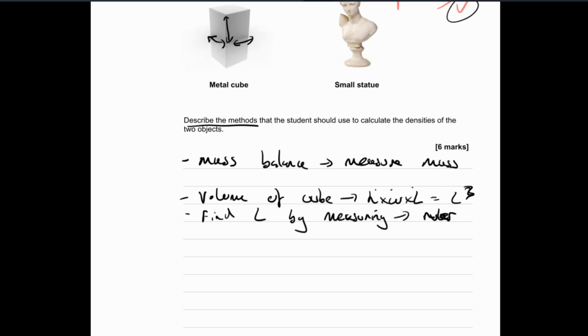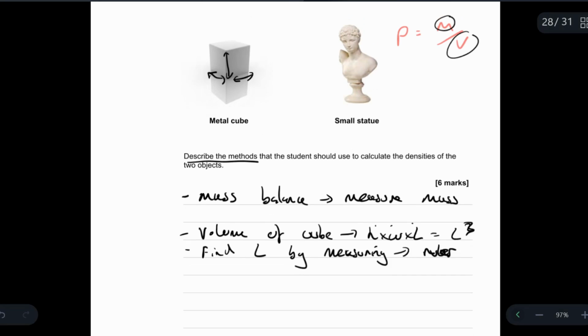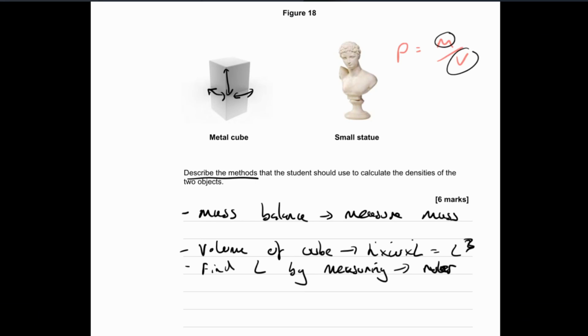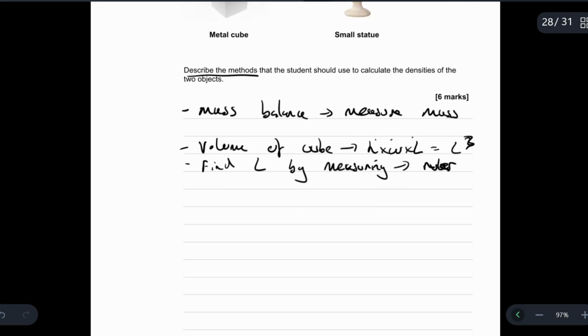Okay, now to find the volume of the small statue is a bit harder. It's not a simple shape like a cube where you can just multiply the length 3 times. So instead, for the small statue, we need another method. A good method to measure volume when you have complex shapes like this is to use water. So for the statue, we're going to immerse it in water. So place the statue in water.